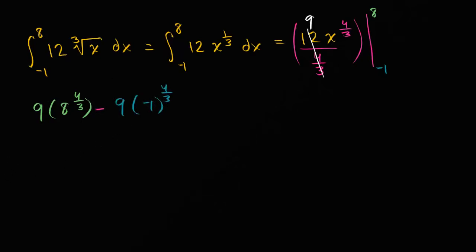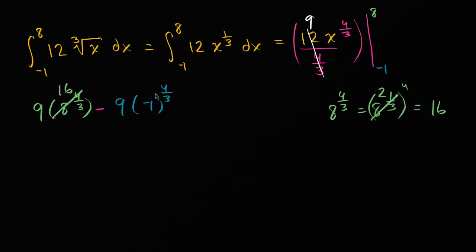So what is 8 to the 4/3 power? I'll do it over here. So 8 to the 4/3 is equal to 8 to the 1/3 to the 4th power. These are just exponent properties here. 8 to the 1/3, the cube root of 8, or 8 to the 1/3 power, that's 2, because 2 to the 3rd power is 8. And 2 to the 4th power is equal to 16. So 8 to the 4/3 is 16.